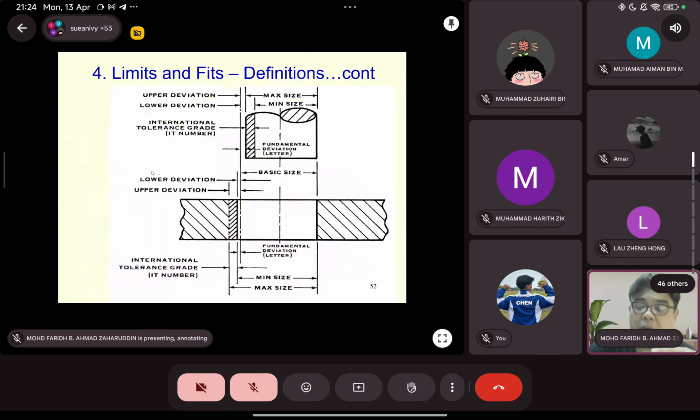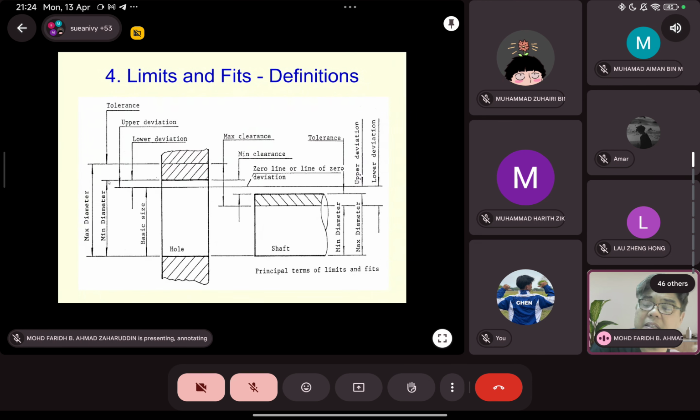Now, this is the definition. The previous slide said that the upper deviation is between the upper limit of the hole and the basic size. This is the lower deviation, between the lower limit and the basic size. If you look at this shaft, this is the upper deviation between the upper limit and the basic size, and the lower deviation is between the lower limit and the basic size.